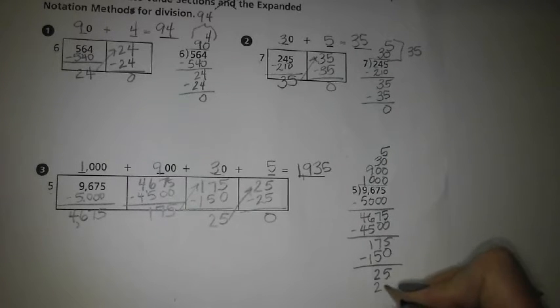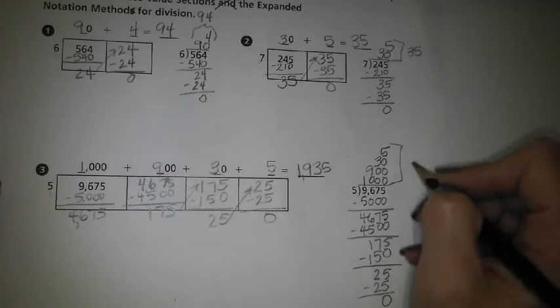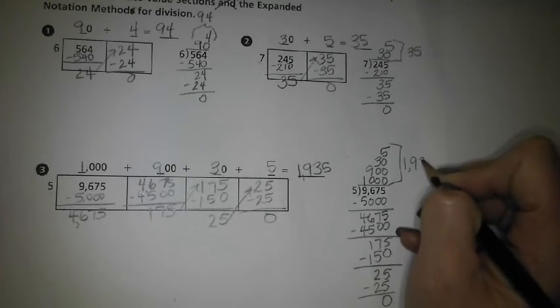5 times 5 is 25. I subtract and I'm left with 0. I add these numbers up and I get 1,930.